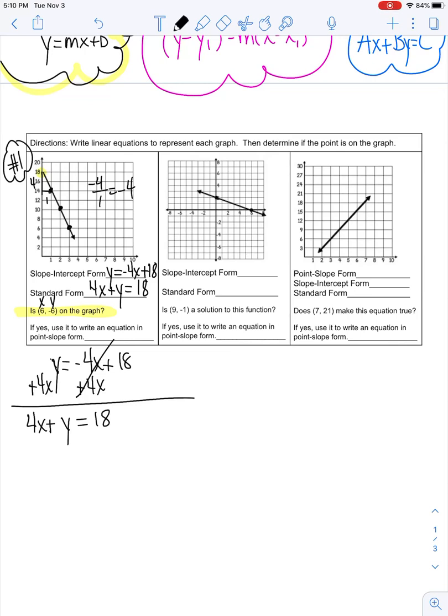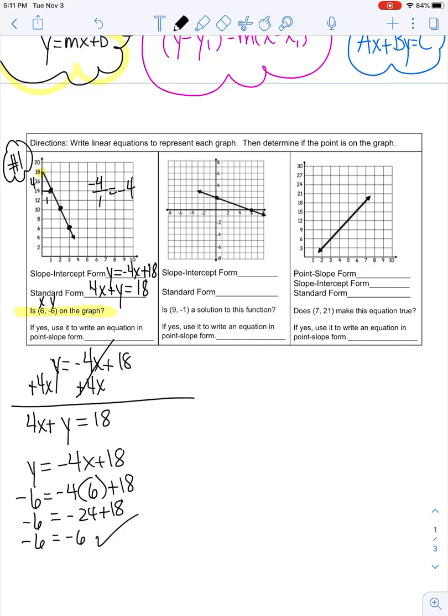I'm going to stick with my slope-intercept form for this. So y equals negative 4x plus 18. In my point, y is negative 6 equals negative 4 times my x, which is 6, plus 18. So negative 6 equals negative 4 times 6, which is negative 24, plus 18. And what is negative 24 plus 18? It's negative 6. So when you end up with the same thing on both sides, yes, that means that is a solution.